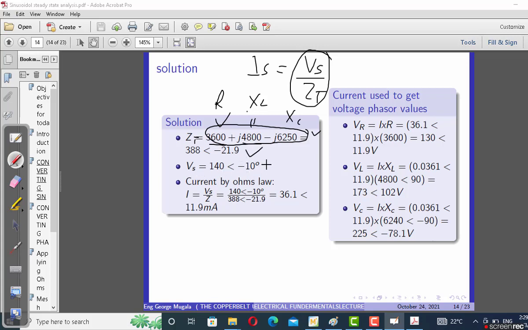Our voltage supply has already been given to us. So if we have to find the current by Ohm's law, then we're just going to have 140 angle minus 10. Then we're going to divide by our Z total, which is this one. And our current, if you calculate using polar form, you should be able to get the current as that one, 36.1 angle 11.9. All right, this is what we have in polar format. So you can see here we're dividing directly with the full knowledge of what's going on.